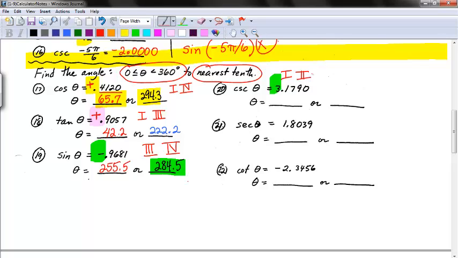So inverse sine of 3.1790. Ooh, it's a reciprocal. For a reciprocal, you've got to use the x to the negative 1. Up above, we had to close the parentheses, and the x to the negative 1 had to be on the outside. Here it's got to be on the inside. And you get 18.3. That's my quadrant 1.